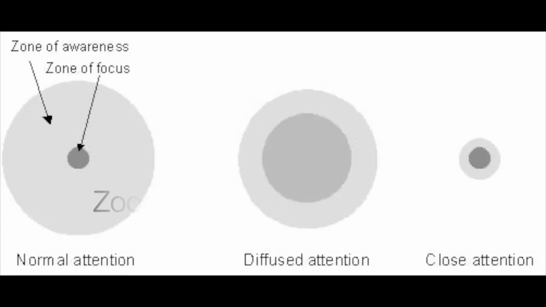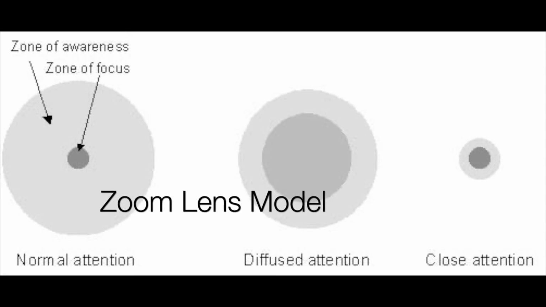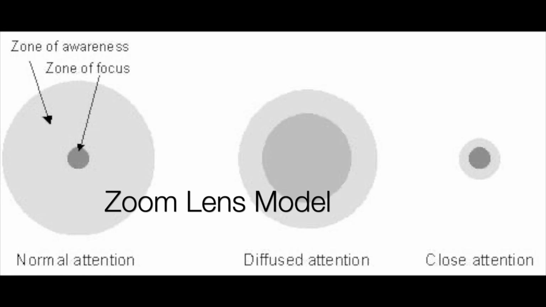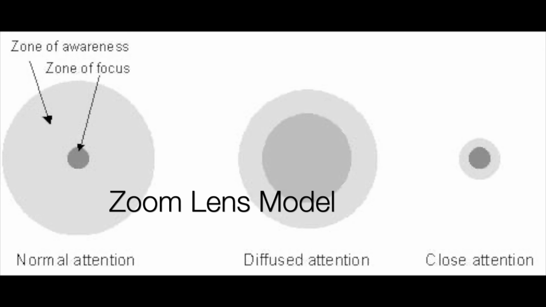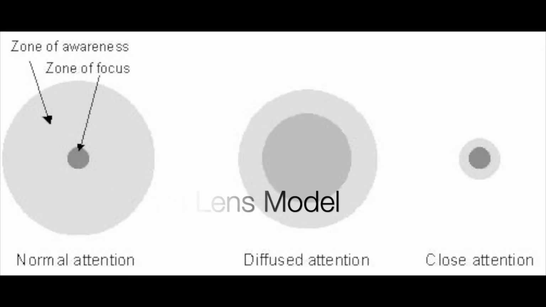The other model is the zoom lens model, which contains the same elements of the spotlight model, but the only difference is that we are able to increase or decrease the size of our focus, just like the zoom lens of a camera. A larger focus area results in slower processing because of all the information it includes. The limited attentional resources must be distributed over the large area, so that's why it takes us longer to process.